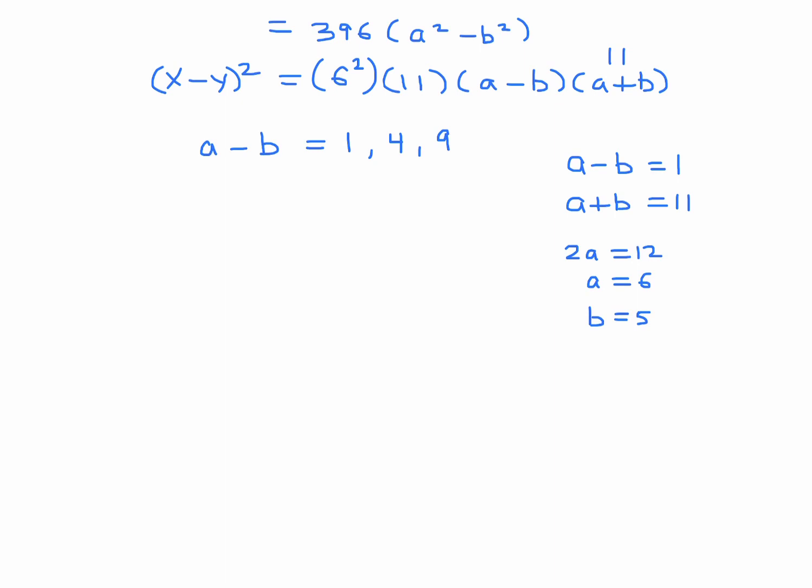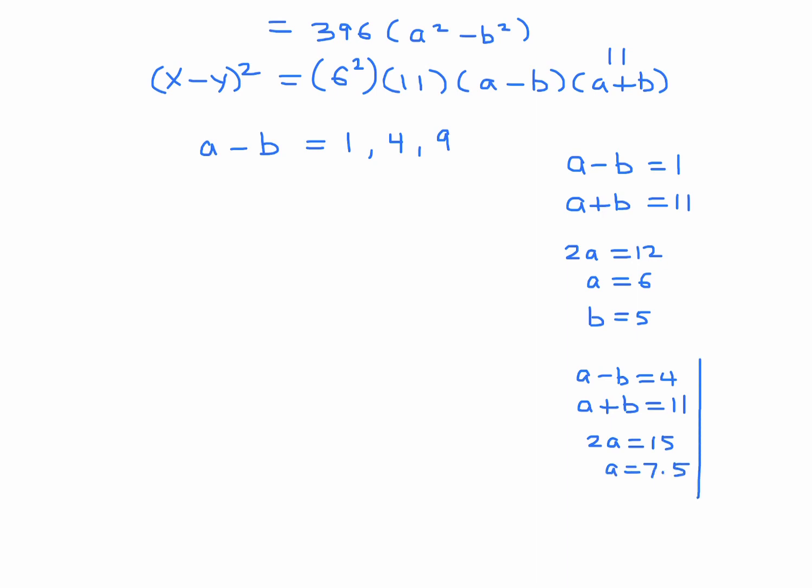Well, that's a pretty good pair. What about if we have 4 for a minus b? If you have a minus b equal to 4 and a plus b equal to 11, this is not going to give me an integer solution. It will be 2a is equal to 15, when a is going to be equal to 7.5.